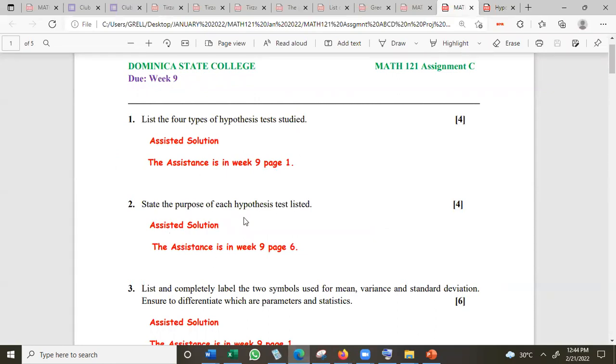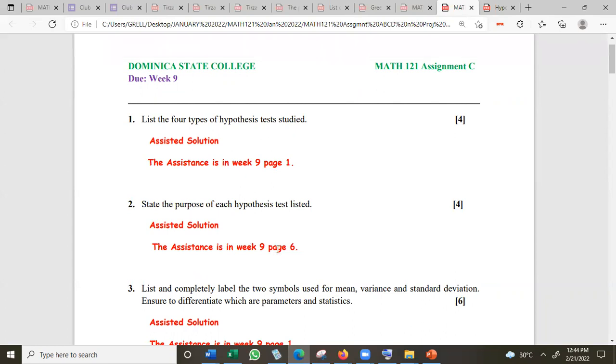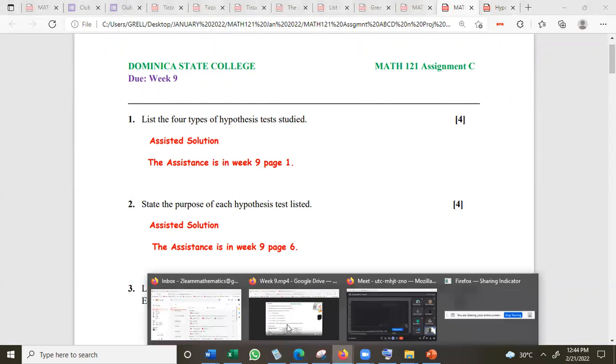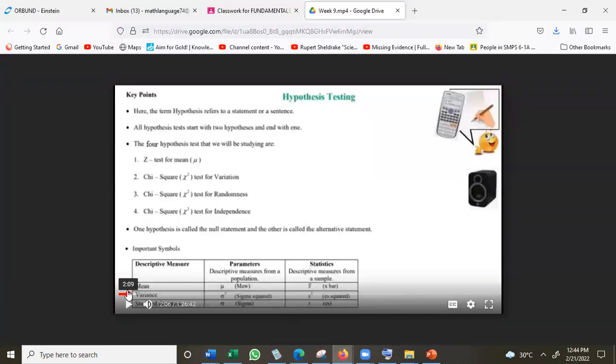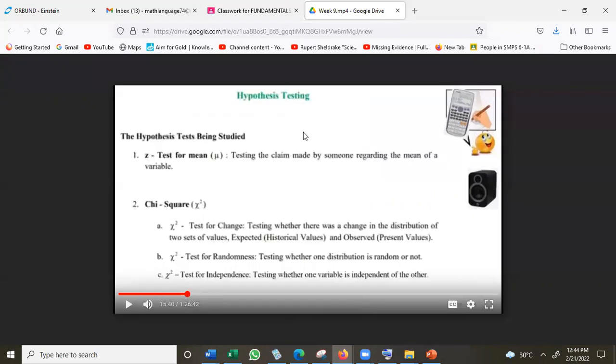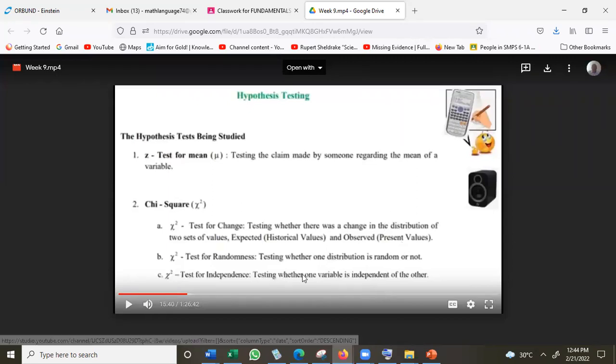Question 2: state the purpose of each hypothesis test listed, week 9, page 6. Okay, so in that very same week, you can fast forward it and you can get the purposes of the tests. Here it is, the purpose of the test. And you can also get that in the weekly note version, the PowerPoint PDF version of this video.